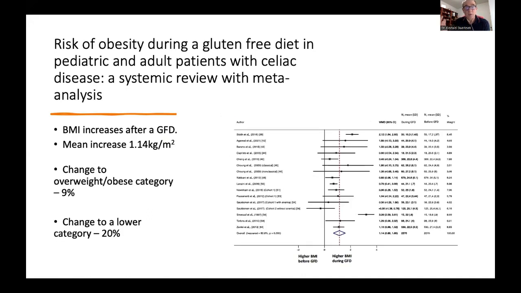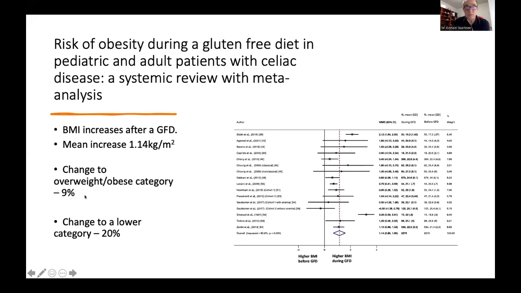What happens after a gluten-free diet? It turns out that the BMI does increase, and you can see that, again, looking at the forest plot. Here's 0, we're to the right of 0, so there is a higher BMI during a gluten-free diet on average in individuals. You can see the individual studies are shown above here, and there's quite a variation and a range within all of this.